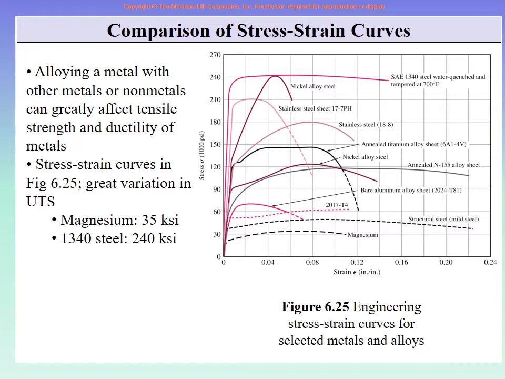Now I am just showing you a comparative real graph. This is no schematic. This is a comparative real graph. You have a stress in, of course, kilo psi here and a strain here. But just look at the variety of materials: magnesium, structural steel, aluminum alloy, other aluminum alloy, annealed alloy, nickel alloy, titanium alloy, stainless steel, another stainless steel, nickel alloy steel, SAE 1340 steel. So a large variety of very practical engineering materials.